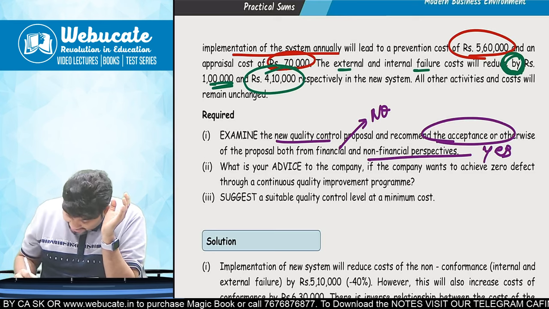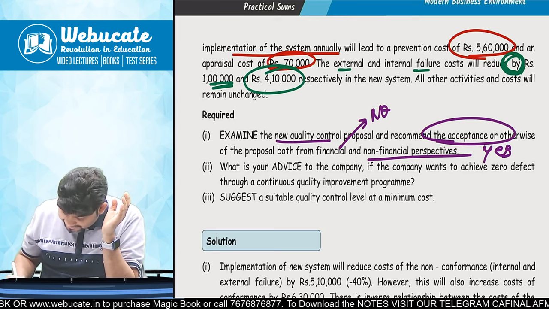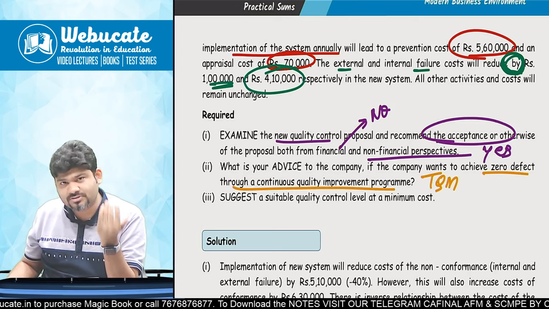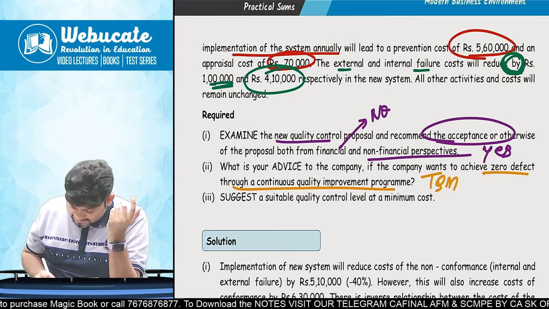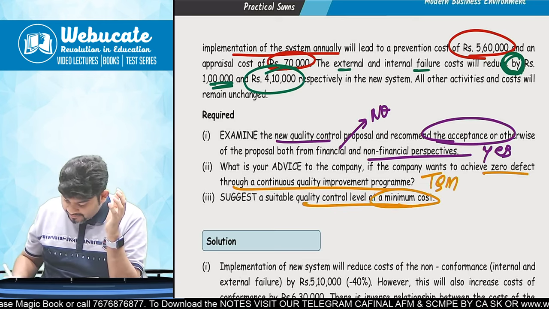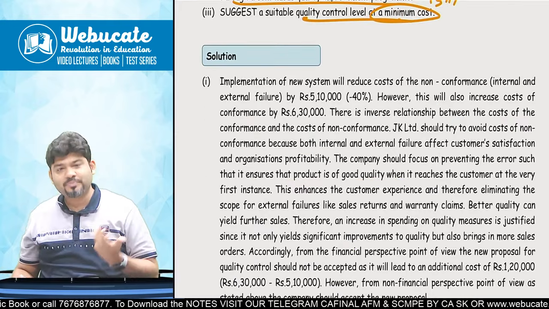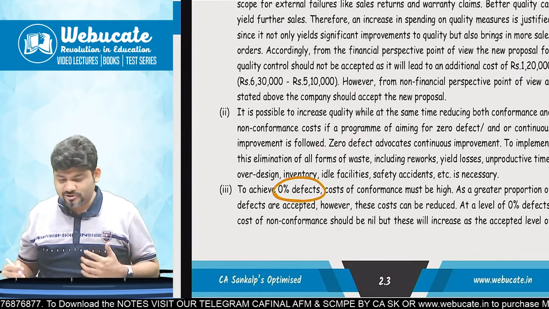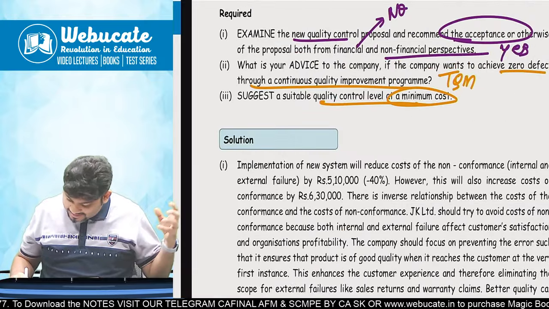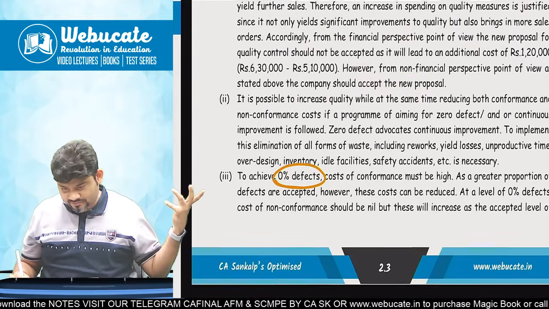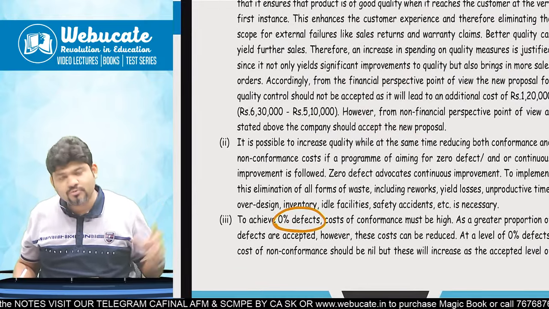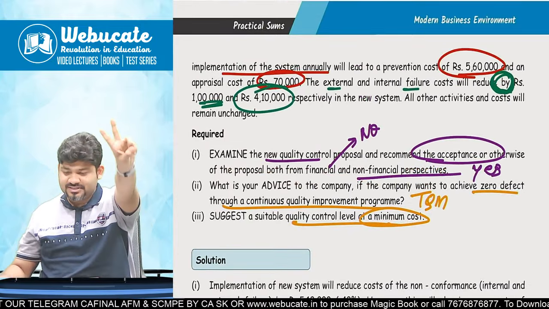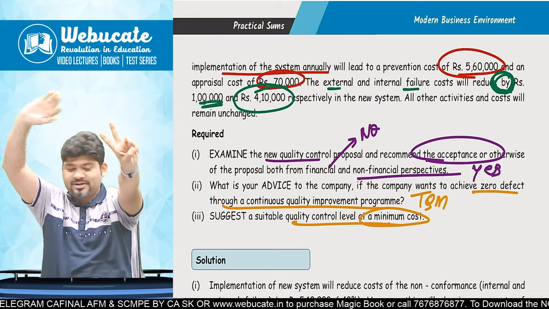What is your advice to the company if the company wants to achieve zero defect through a continuous program? So that's the next concept that we will be doing, TQM. And suggest a suitable quality control level at minimum cost. So we will always want to be a zero defect company. Again, it is a part of TQM itself. So the second and third part, once we do TQM tomorrow, then you can go through on your own and you will be able to answer them. So as discussed, two questions from the practical book done.